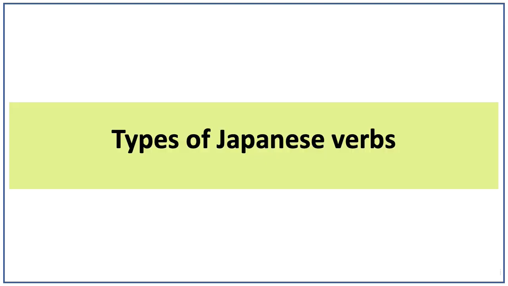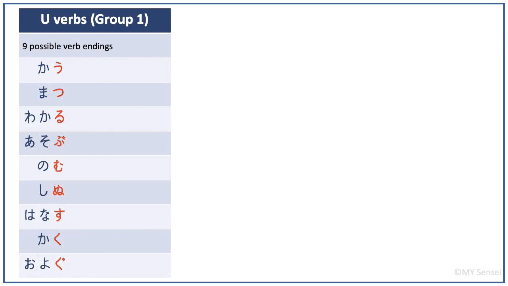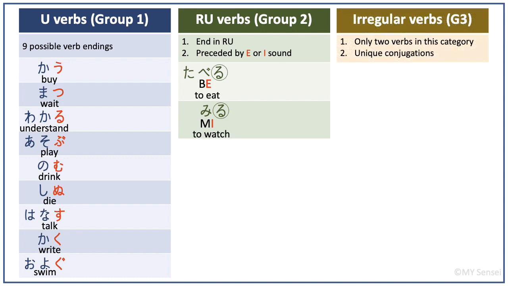There are three types of Japanese verbs. The first group is U verbs, also known as Group 1 verbs, such as the verbs that you see here. There are 9 possible verb endings for this type of Japanese verbs. The second group is Ru verbs, also known as Group 2 verbs, such as the verbs that you see here. There is only one possible verb ending for this type, which is ru, and ru has to be preceded by an i sound or e sound. The third group is irregular verbs, also known as Group 3 verbs, and they include the following 2 verbs only. These verbs are short affirmative forms.